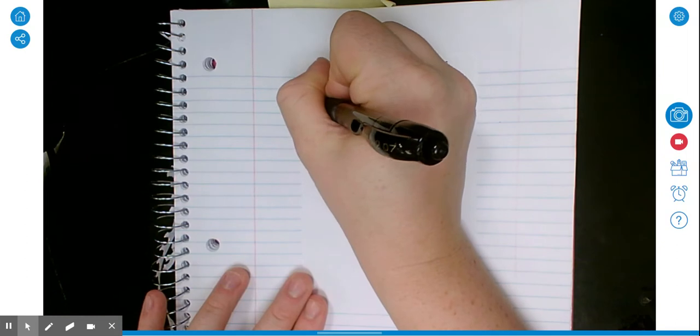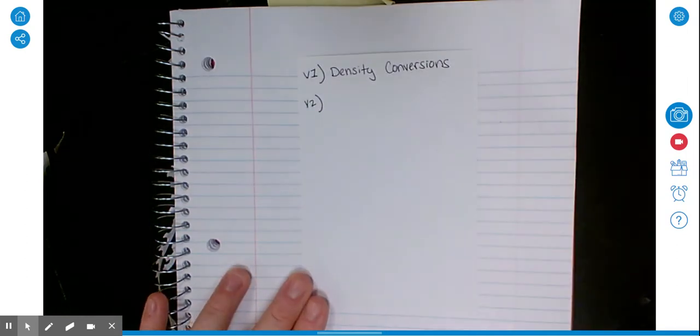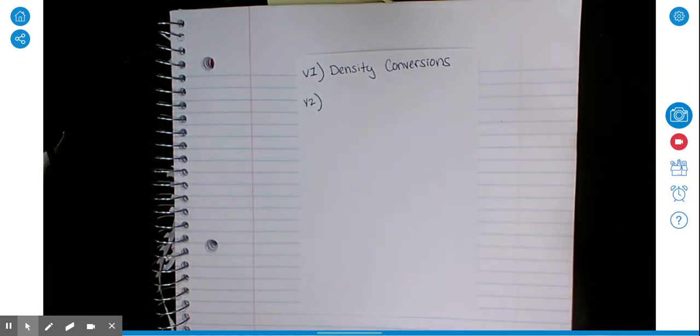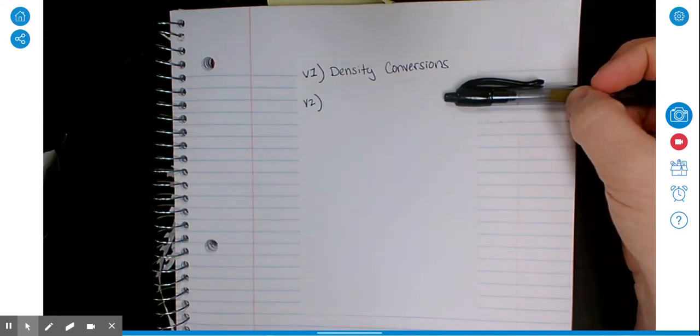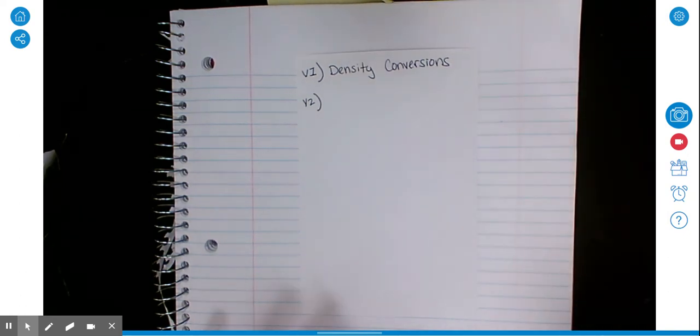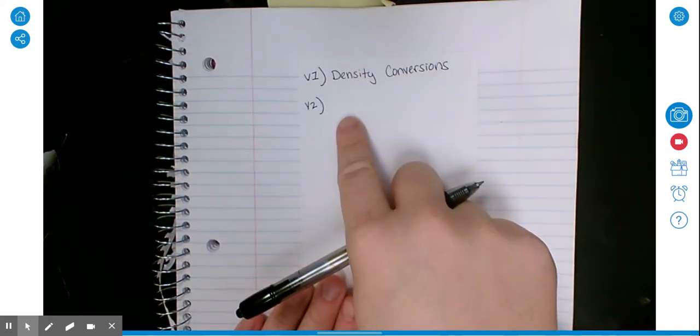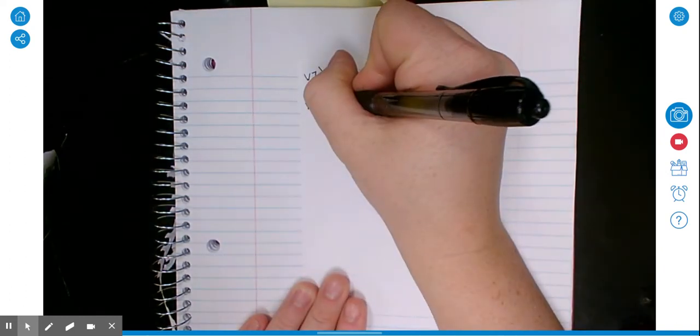I'm bouncing back on computers, so you might not see my face in all of these. But in video 1, we did density conversions. In video 2, it's going to feel like switching gears a little bit. This kind of sets you up for the math part of the unit. Video 2 is going to set you up for the conceptual part of the unit. So we are going to be doing notes on the mole.